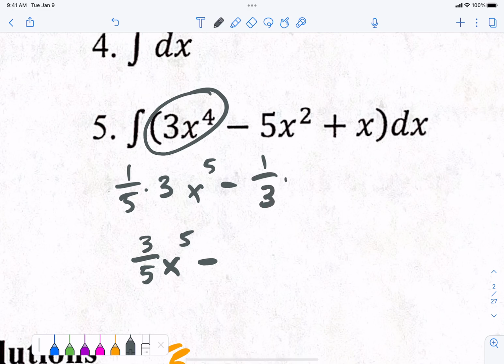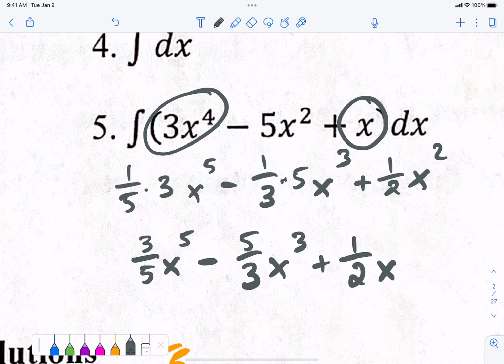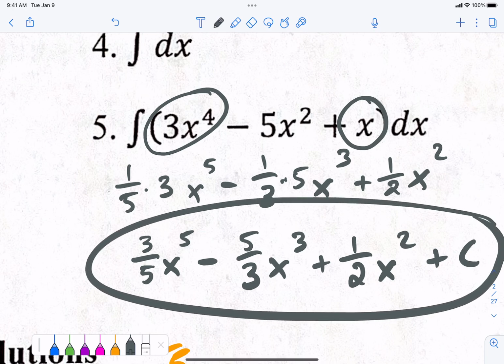Minus 1/3 x to the 3rd power times 5, so 5/3 x to the 3rd. Plus this guy right here, 1/2 x squared. That one we don't have to multiply by any number because he's already 1 in front, so 1/2 x squared. Then plus c. Now we can check our answer by taking the derivative.